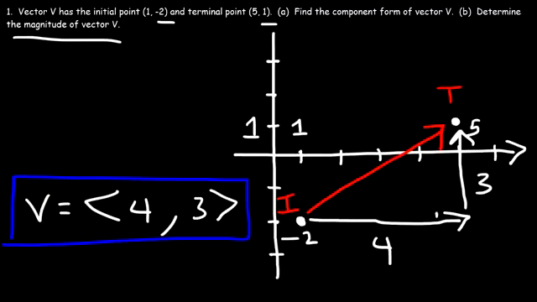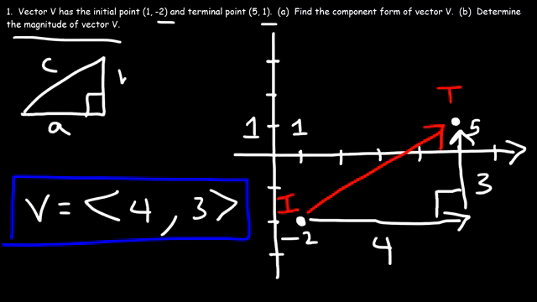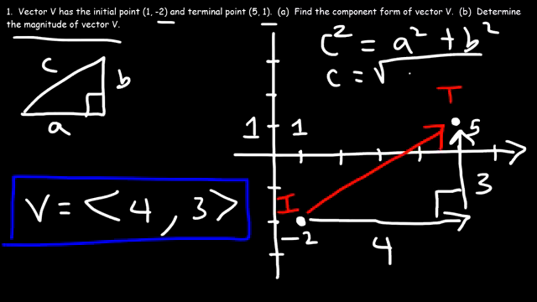Since we have a right triangle, we could use the Pythagorean theorem to determine the length of the hypotenuse of the right triangle. Now, if you recall, the hypotenuse is c and the legs are a and b. And so we have the formula c squared is equal to a squared plus b squared. So c is the square root of a squared plus b squared.